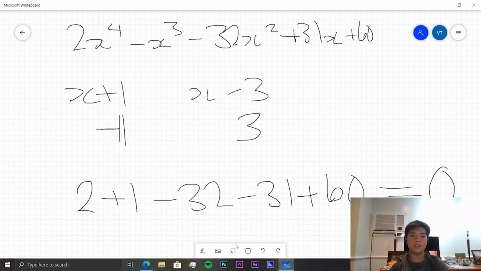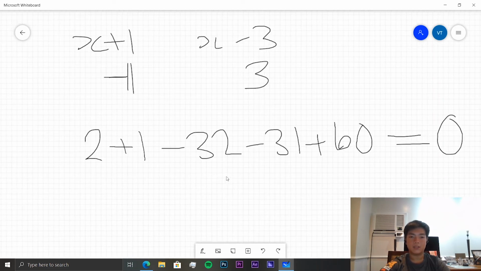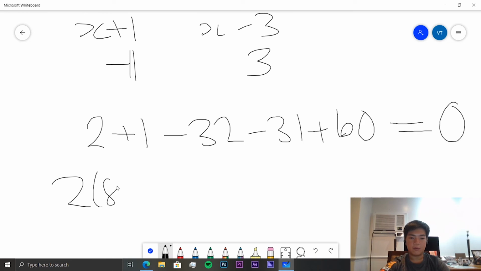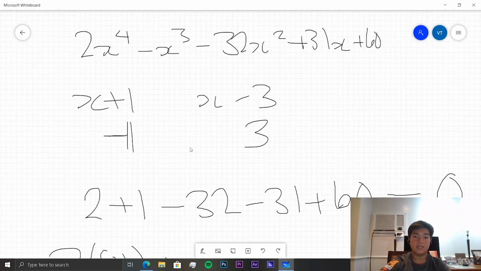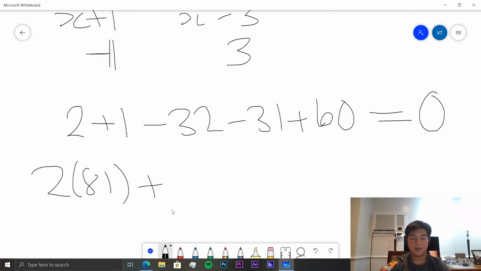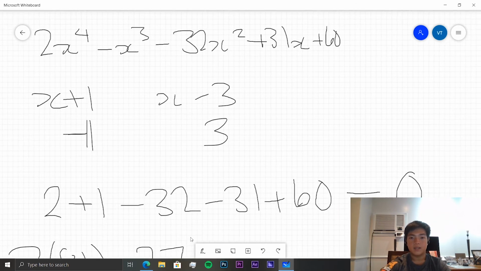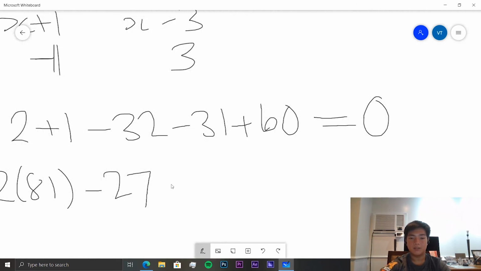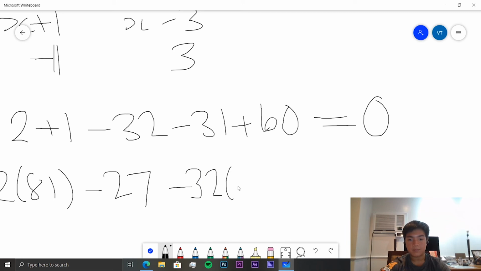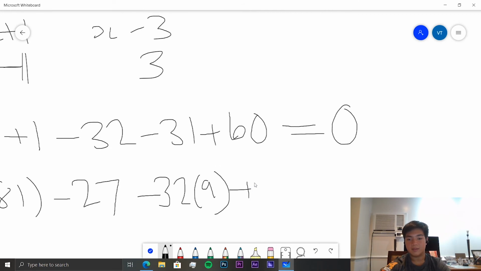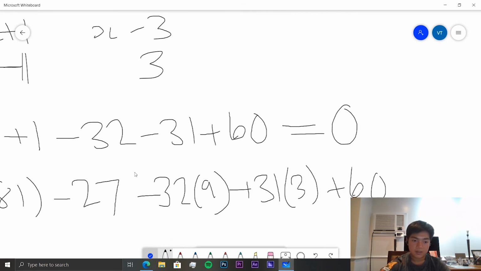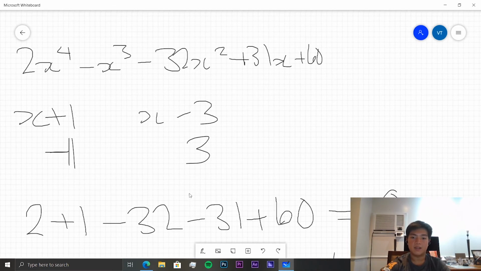Now let's do it for 3. So we have 2x to the 4, so 2 times 81, minus x cubed, so that's minus 27, minus 32x squared, so minus 32 times 9, plus 31 times 3, plus 60. Yeah, I think that should be correct, if I haven't made a mistake.